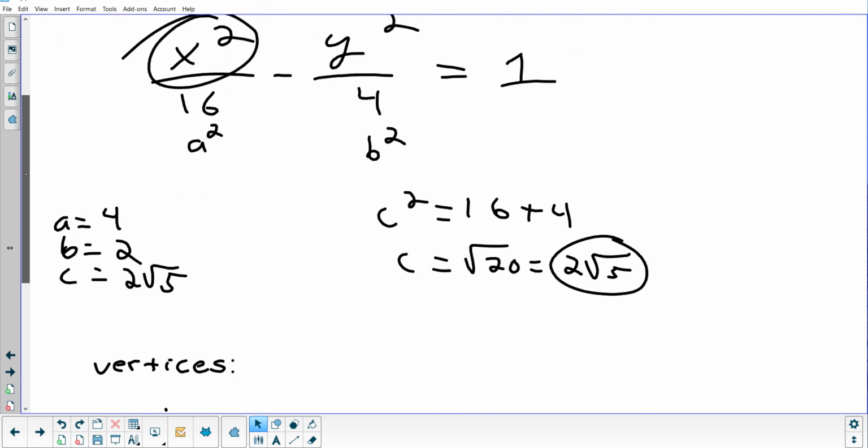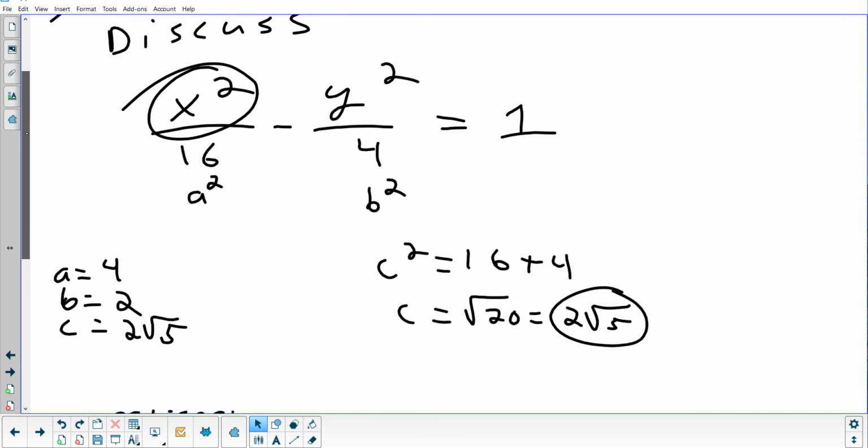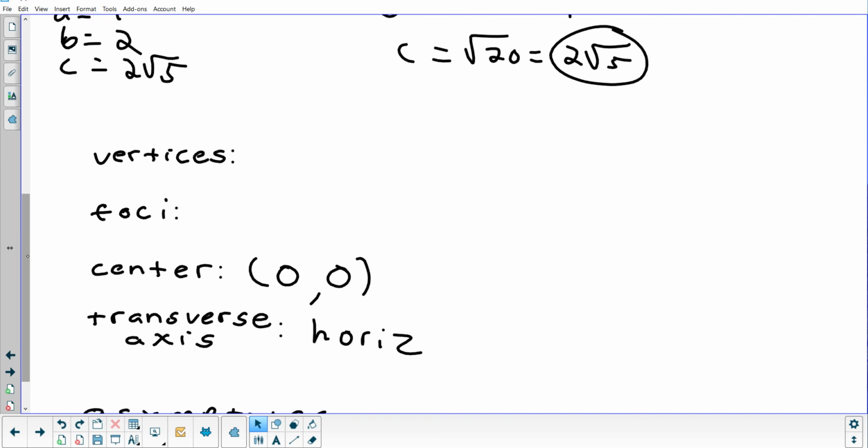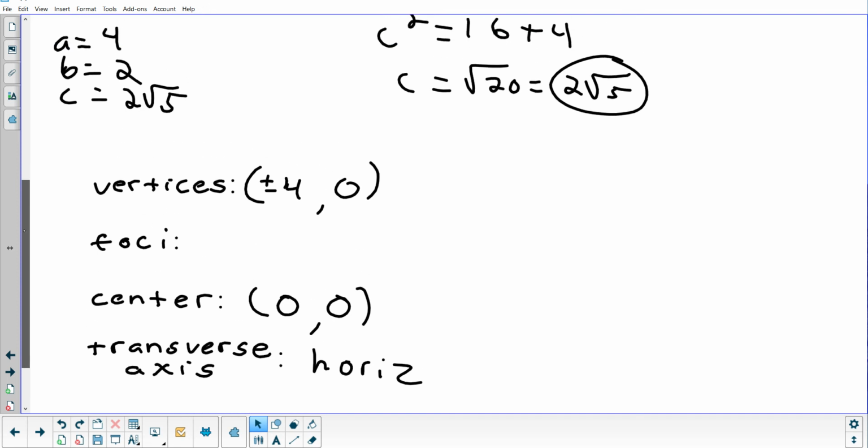How far away are the vertices from the center? 4 units. 4 units which way? What's 4 units left of center? And 4 units right? Okay. How far away are the foci from the center? So we're going to have plus or minus 2 root 5, 0 for the foci.